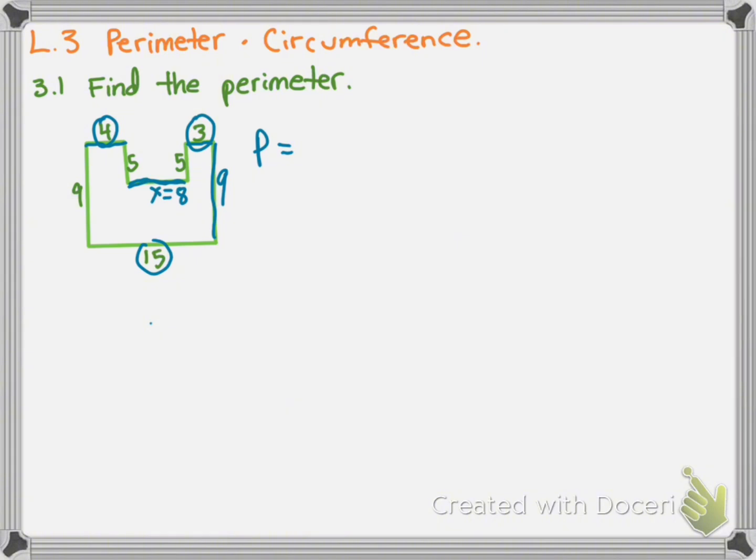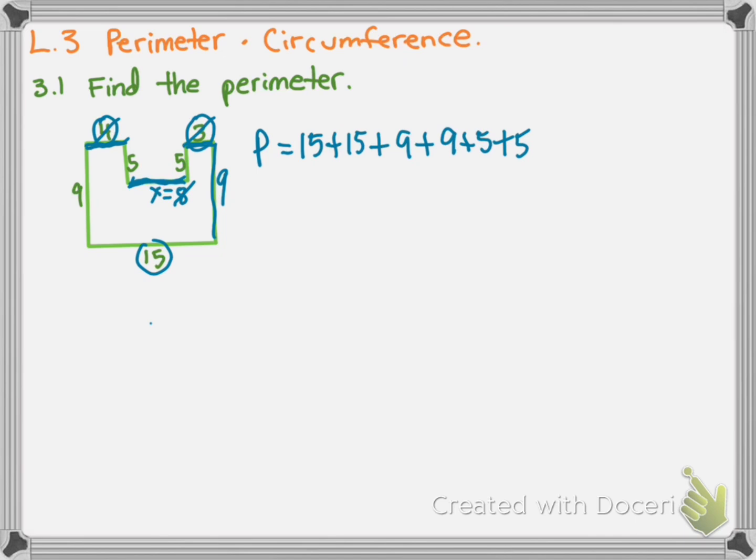Another way to do it, much easier, is just to add 15 two times. Why? Because we know that these 3 together add up to 15. So I just ignore the 4 and the 3 and the 8, and I put 15 two times, 9 two times, and 5 two times.